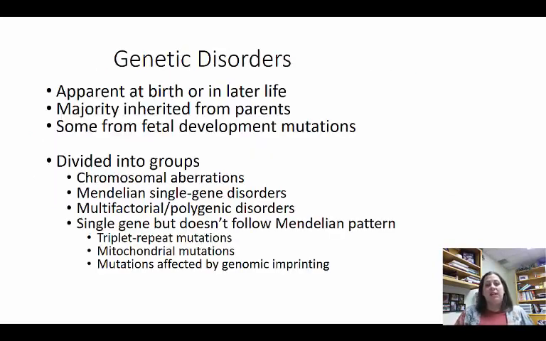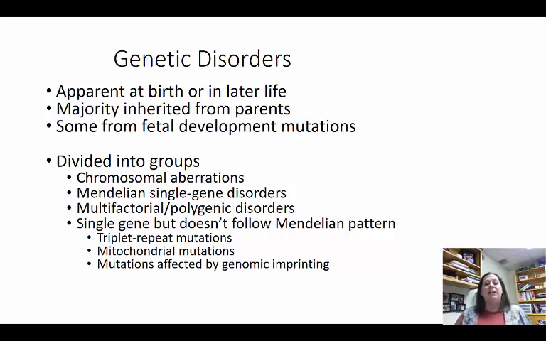Now these disorders get divided into groups. When we look at this, they could be apparent at birth or later in life. The majority are inherited from their parents. However, again, some can be spontaneous. They could just happen. And some can be from fetal development mutations, where a chemical or some sort of compound mutated the genetics. The genetics were right to begin with, but during development, something went wrong. Now, they can be divided into things like chromosomal abnormalities, meaning that they don't have the 2 of each chromosome like they should.